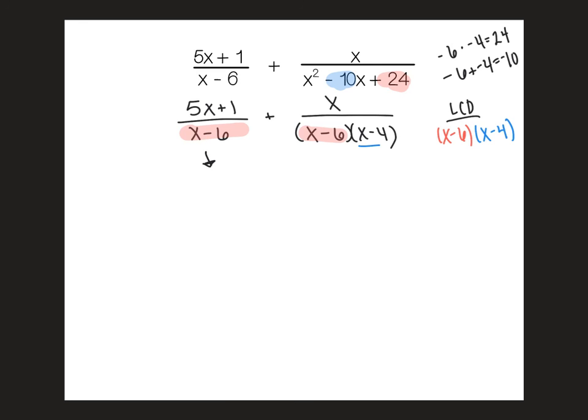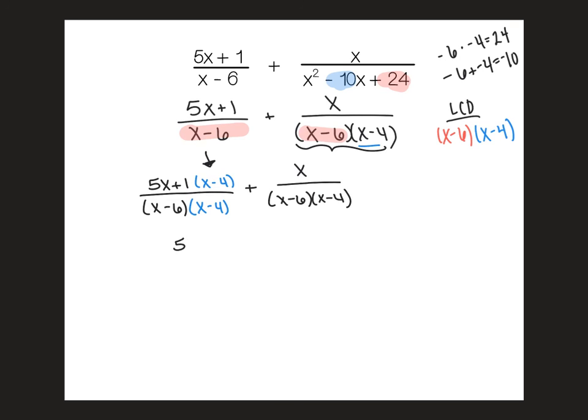Focusing on this first part, I notice that my denominator is missing the x minus 4. So I want to write that down. Anything I add to the denominator has to also be added to the numerator. And then if I look at the second fraction, I notice that the denominator already matches the least common denominator, so no changes need to be made. I can now rewrite this as one entire problem. And then I can start simplifying.